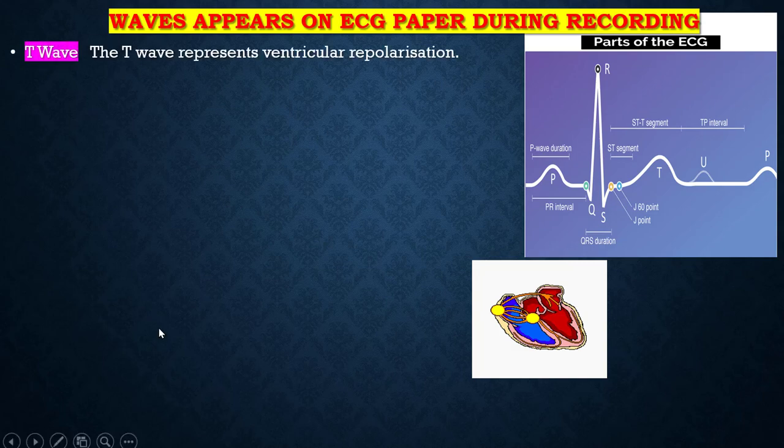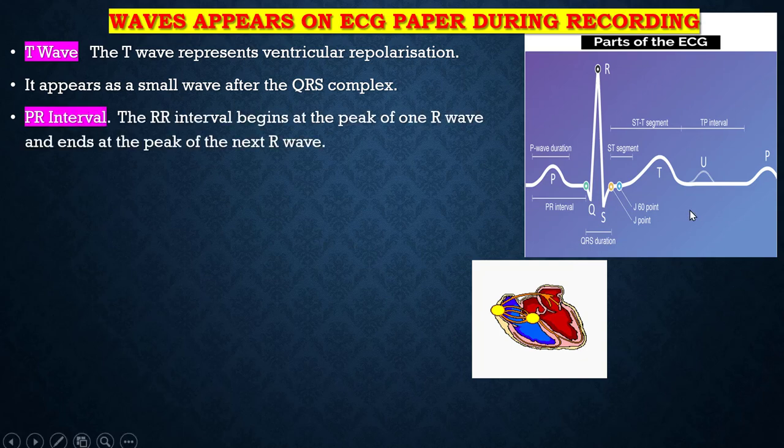T wave. The T wave represents ventricular repolarization. This is the T wave and it shows the ventricle is repolarizing. This T wave appears on the ECG graph. It appears as a small wave after the QRS complex.